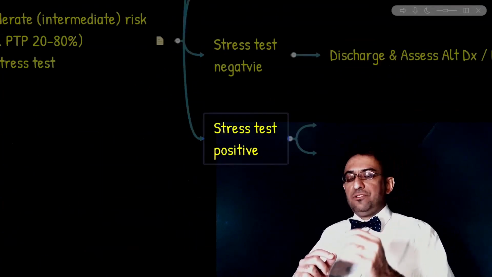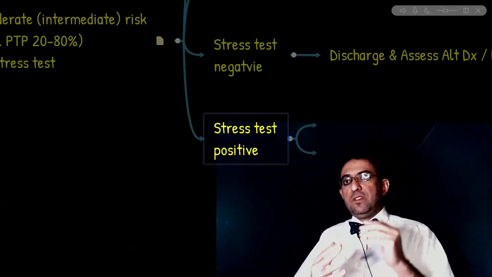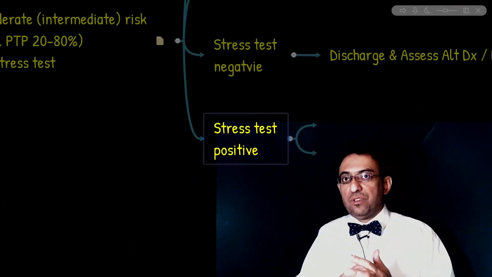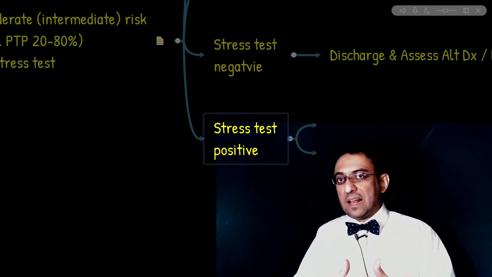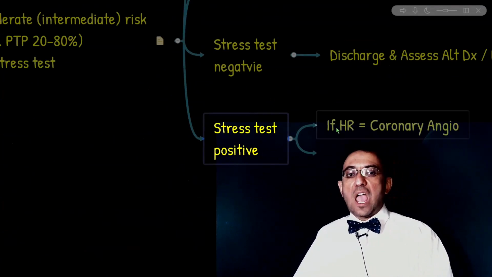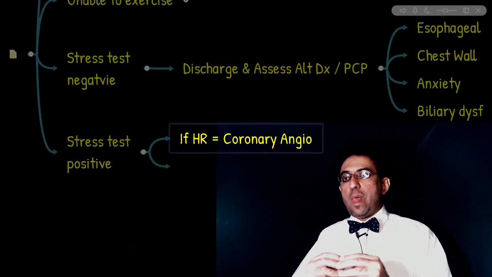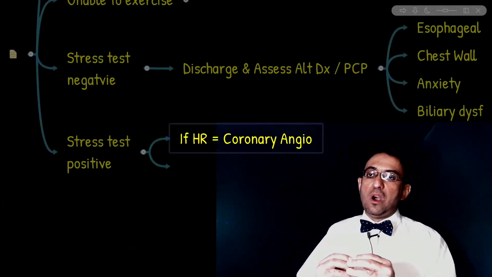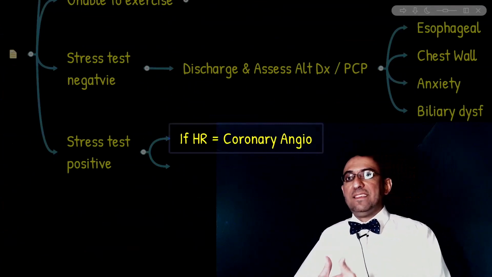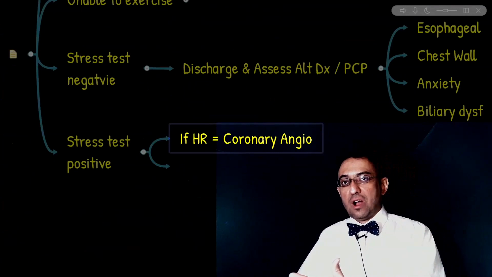Now, the more challenging interpretation is when the results are positive. Remember that not all positive results are considered high risk or of prognostic value. You probably do not need to commit to memory the exact high risk findings in exercise stress testing, but you need to know that if anything is reported to be of prognostic value, that is a poor prognostic factor, what is the next step? The next step would be coronary angiography.